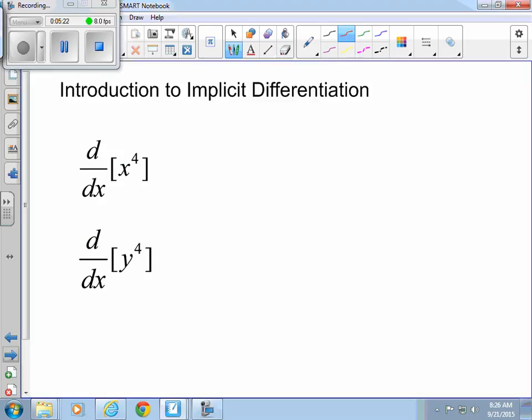Today we're going to learn what's called implicit differentiation. There are 2 types of equations. There are implicitly defined equations and explicitly defined equations. Explicitly defined equations are the ones you're used to. They're y equals. Things you can type in your calculator. They're nice. Implicitly defined are things like x squared plus y squared equals 25.